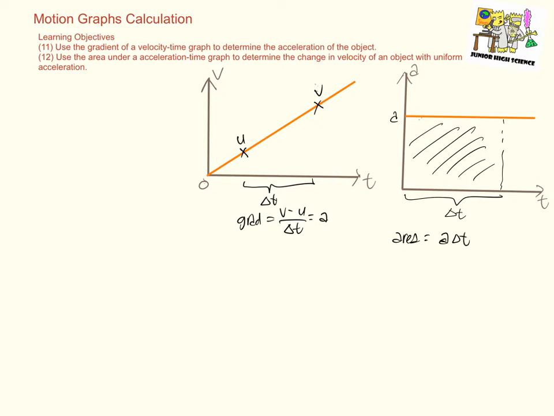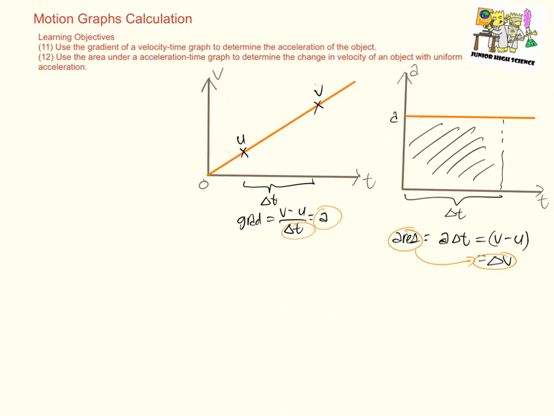As you can see, acceleration times time interval can be seen in this equation. So a times Δt simply gives us v minus u, and actually this right hand side of the equation is simply the change in velocity. Therefore, we have now established that the area underneath an acceleration time graph will get you the change in velocity.